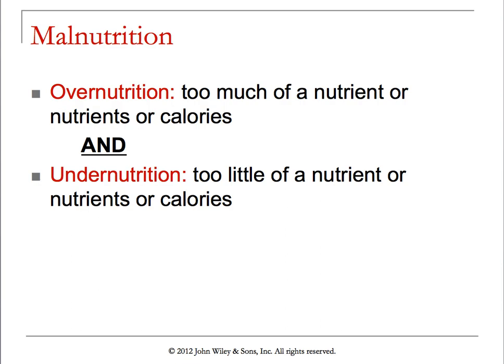All right, now we're going to chat about malnutrition. When you hear the word malnutrition, you probably think about undernutrition, but overnutrition is also an example of malnutrition. So some definitions here. Overnutrition is too much of a single nutrient or nutrients or calories, whereas undernutrition is too little of a particular nutrient or nutrients or calories.